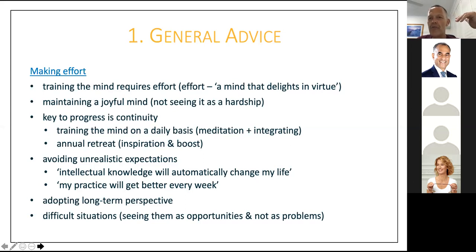So therefore, it's very important in all this training the mind and meditation to maintain a joyful mind, understanding the benefits of what we're doing, and not see this as some sort of hardship that we have to endure, because then we've completely missed the point. And then we're not really going to make any progress. We're just going to give up because it's a hardship. Why am I doing this?